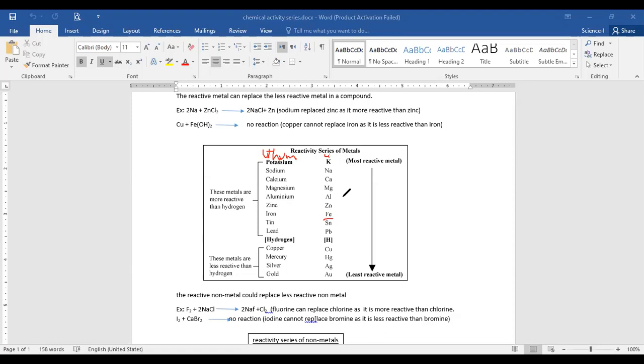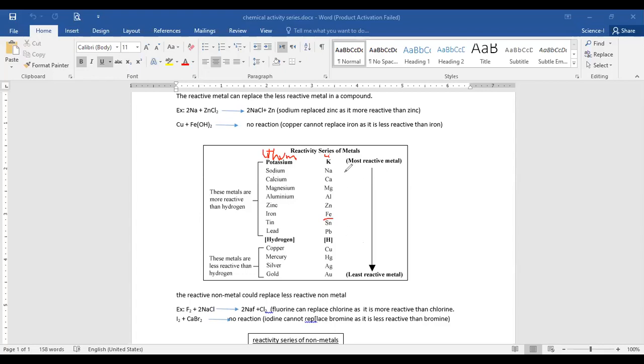So like this, it means each element in the list could replace what is beneath it, but cannot replace what is above it, because what is above it is more reactive than it. So it cannot replace. You get the idea? Is it clear, guys? Okay, so that's what is meant by the chemical activity series.